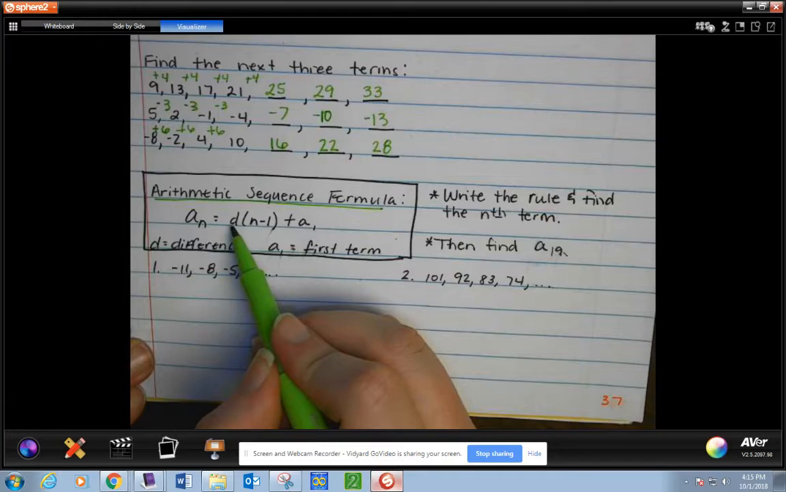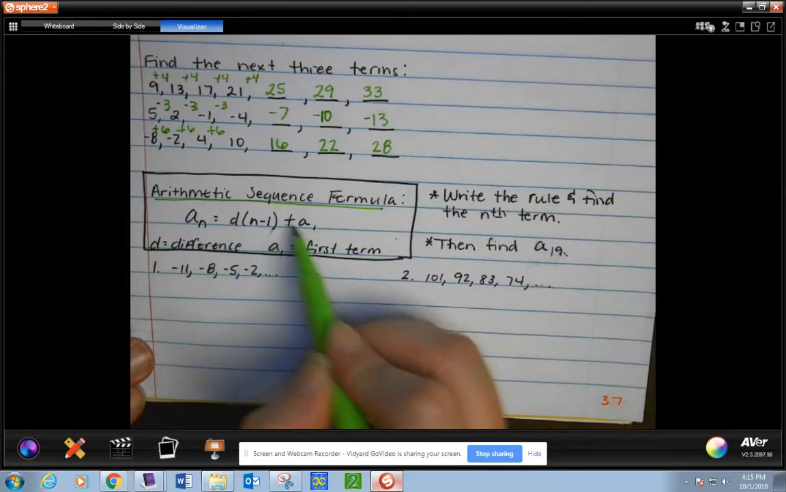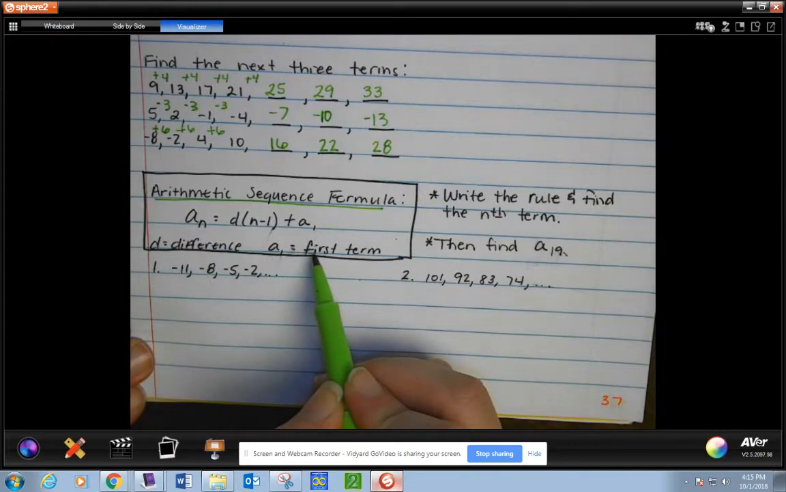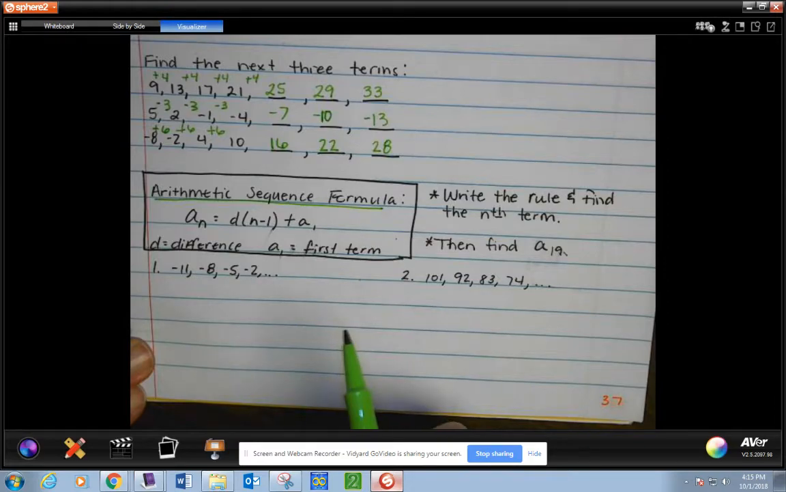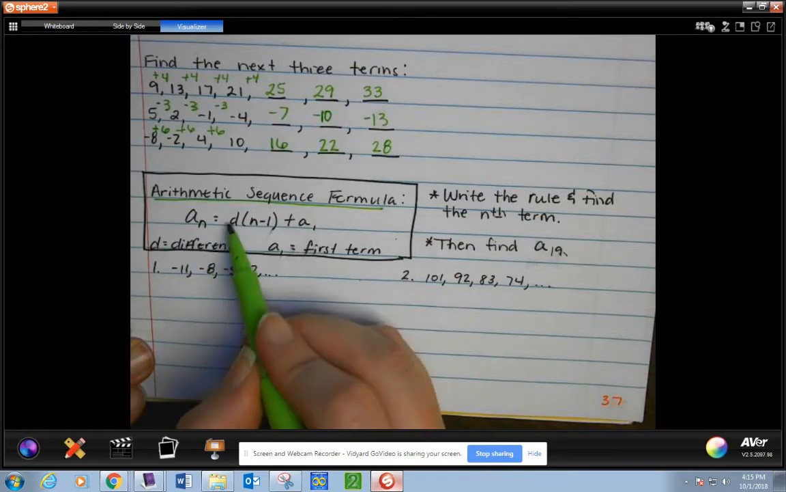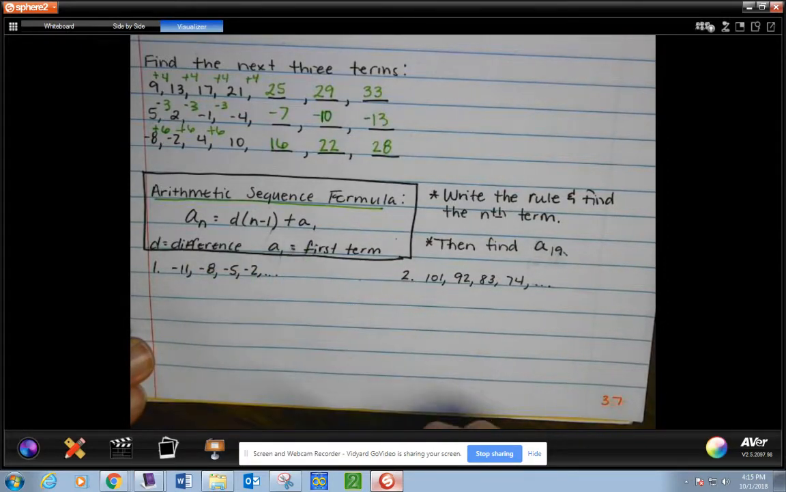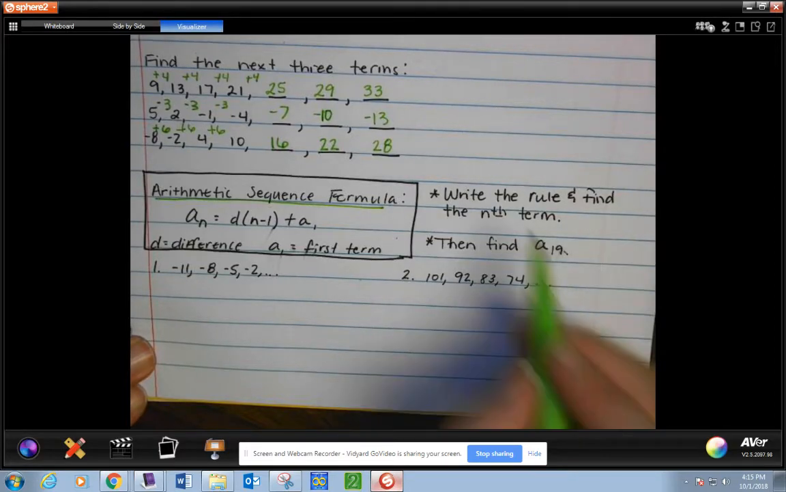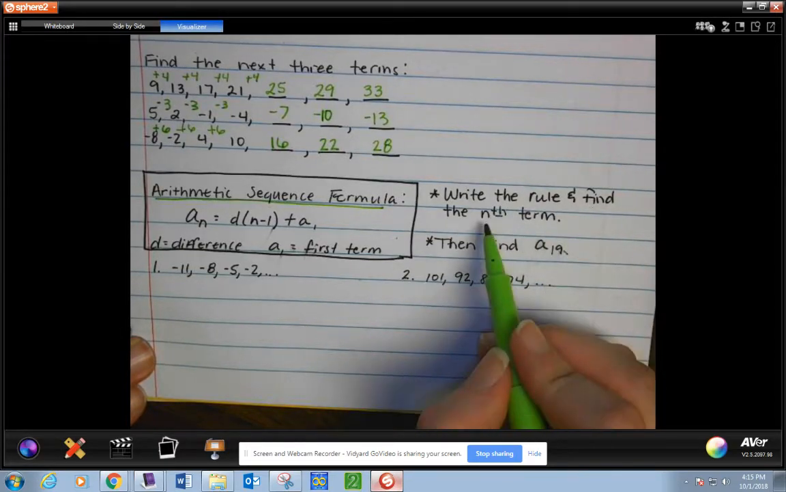Okay, d times n minus 1 plus a sub 1. D stands for the difference, where a sub 1 stands for the very first term in the sequence. So you need to know D is the difference and A sub 1 is the first term. My instructions, and you have to actually read your paper because your instructions will be a little different on your worksheet, are to write the rule and then find the nth term.